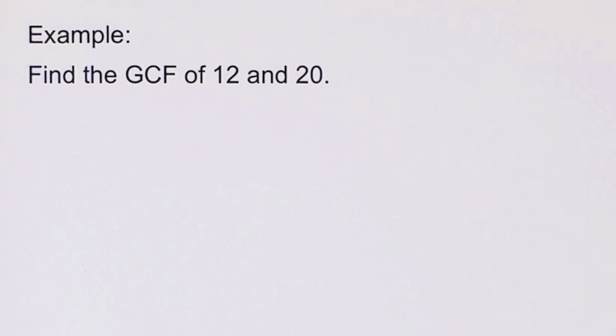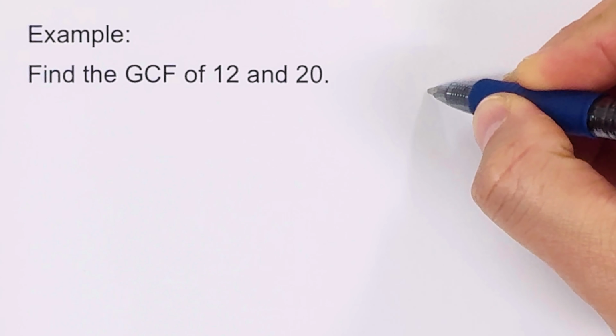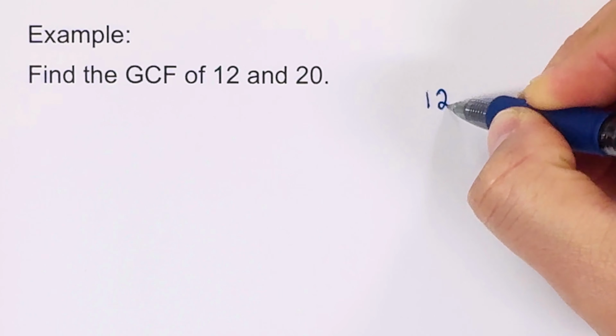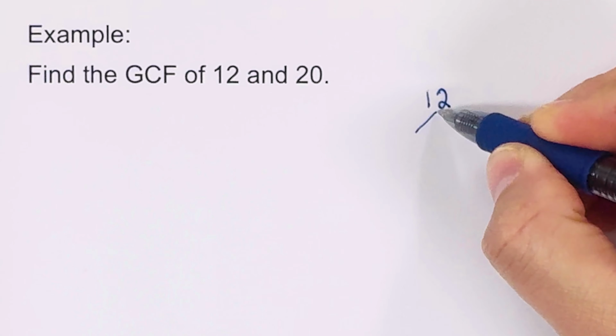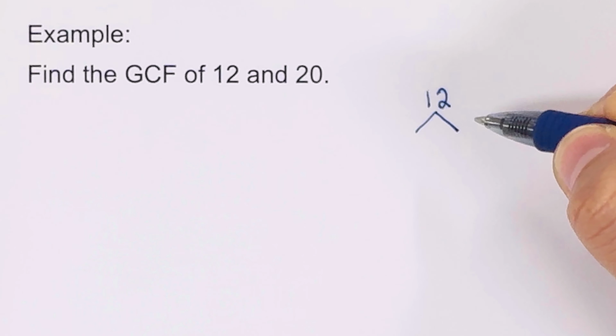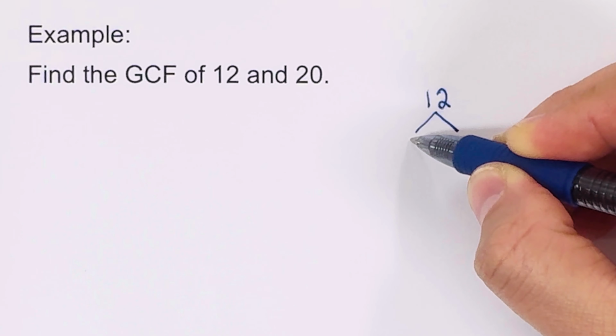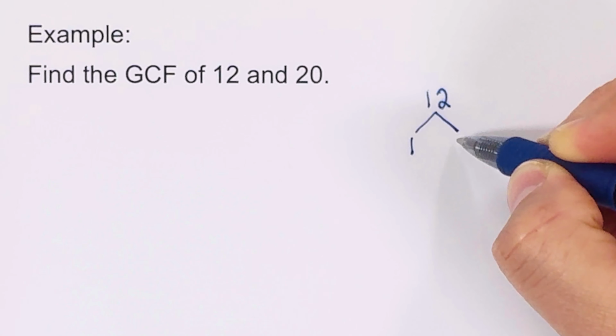The first step is to figure out the factors of both 12 and 20. So I'm going to go ahead and write that down here. Let's start with 12 first. The factors of 12 are the two numbers that, when we multiply them, equal 12. We always start with 1. That's the trick. So start with 1 and then that's 12.